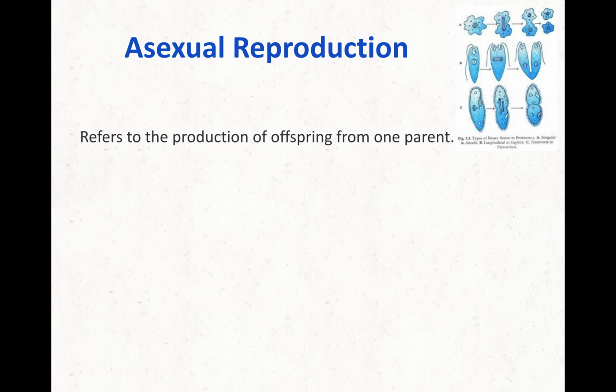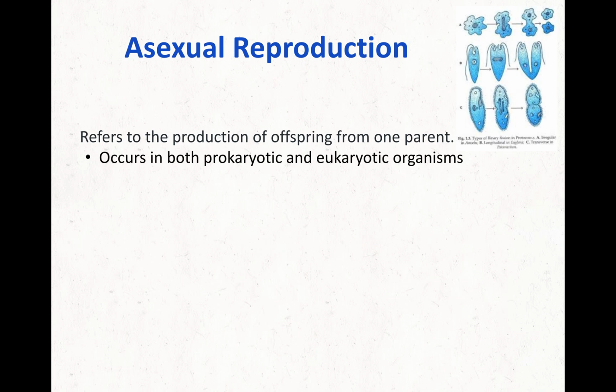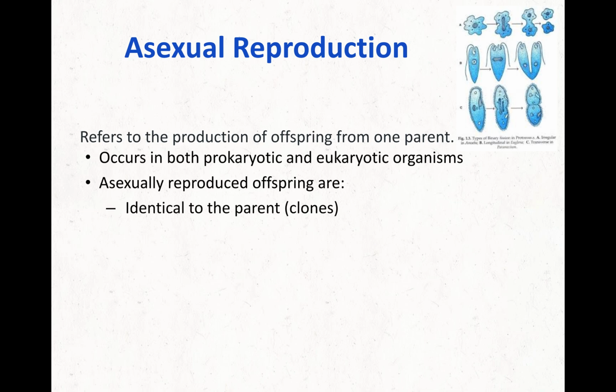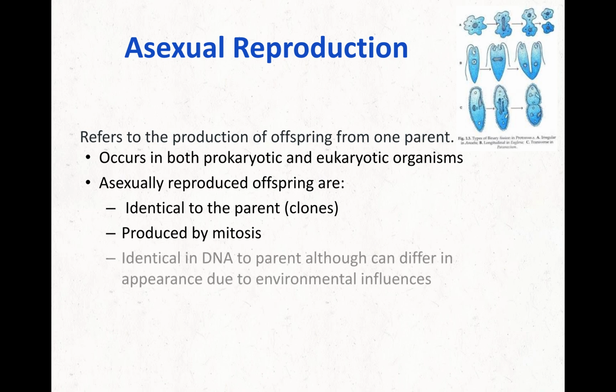And yesterday we looked at asexual reproduction as being offspring you get from one parent. And we said that they were identical to the parents and that was called a clone, and that they were produced by mitosis because the parent organism is just growing its own cells to make a new organism. Therefore, the DNA is identical, except for some sort of environmental influences that might change the presentation. But effectively, they're identical to the parent.